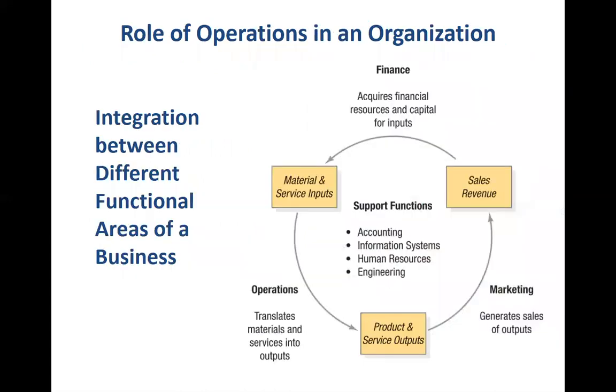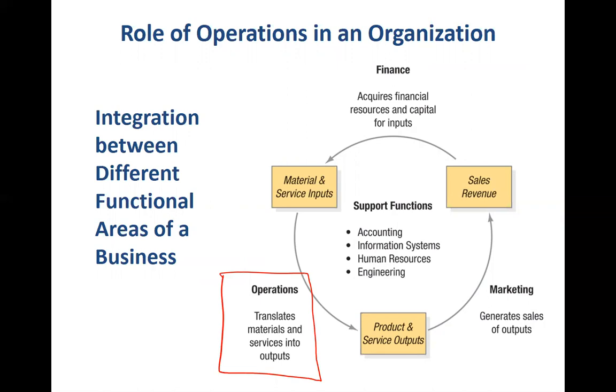Now, what exactly does operations do within an organization? It needs to be viewed in terms of its integration with other functional areas of a business. So in broad terms, operations is responsible for translating materials and services into outputs, but we saw in the definition that there's a focus on designing, controlling, and things of that nature. So we want to understand how operations relates with other functions within a company and executes that promise.